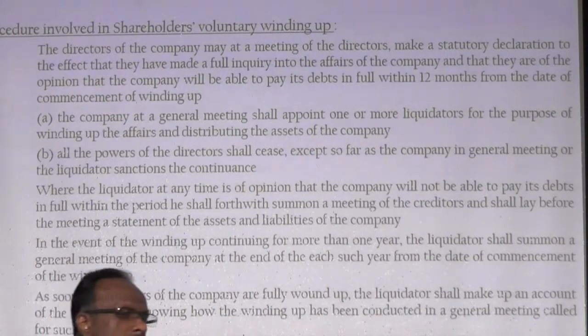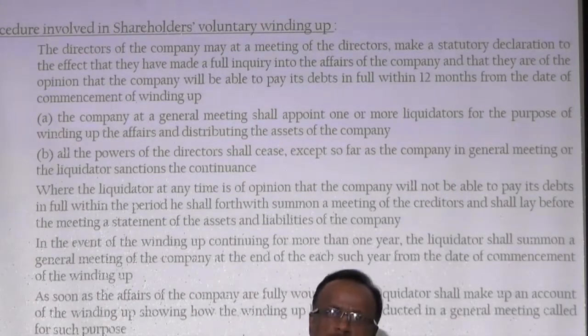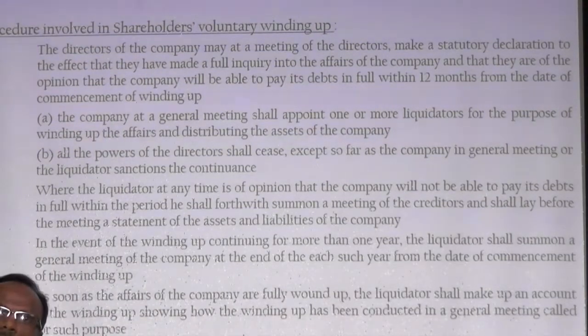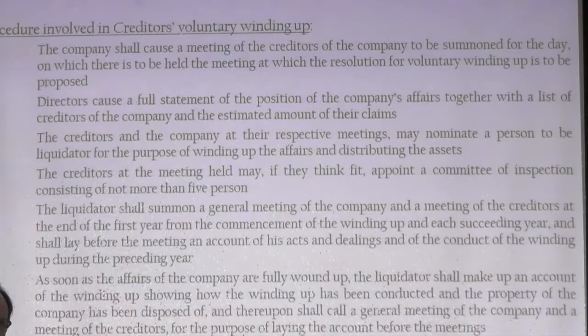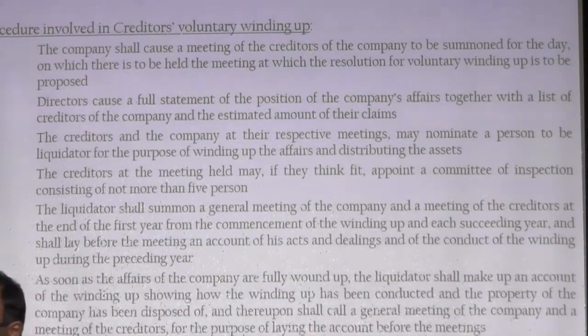So, the court is not involved in such a process as long as the voluntary winding up takes place in the laid down procedure of the Companies Act. And finally, the registrar of companies shall issue the notice that the company shall be deemed to be dissolved. Now, what is the procedure involved on the other side, the creditors' voluntary winding up of the company?